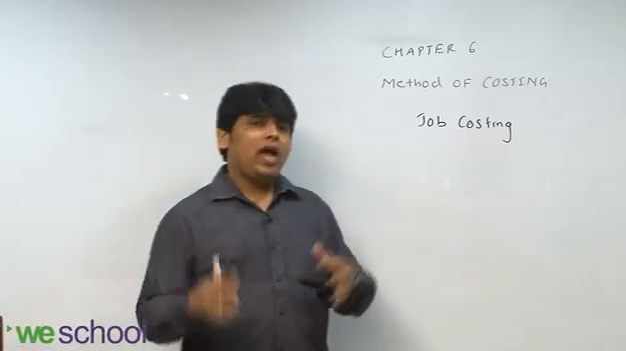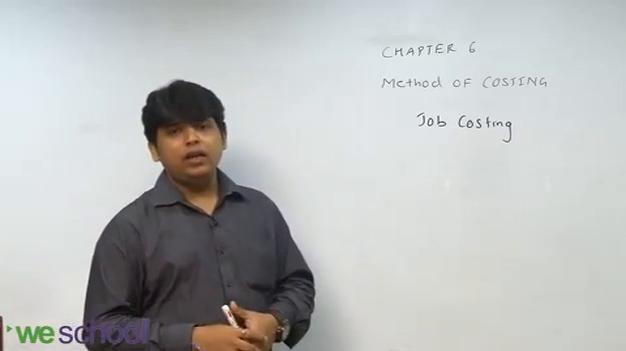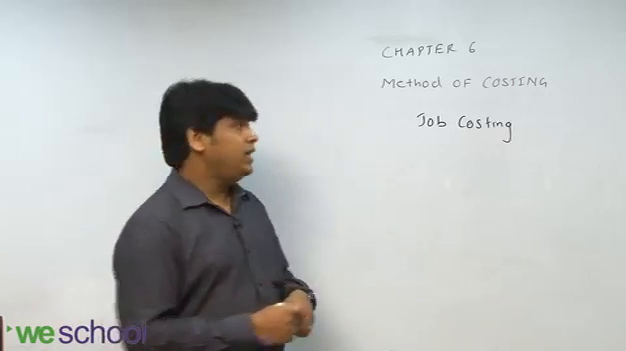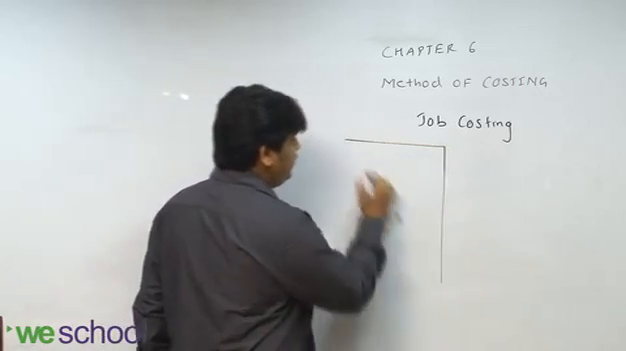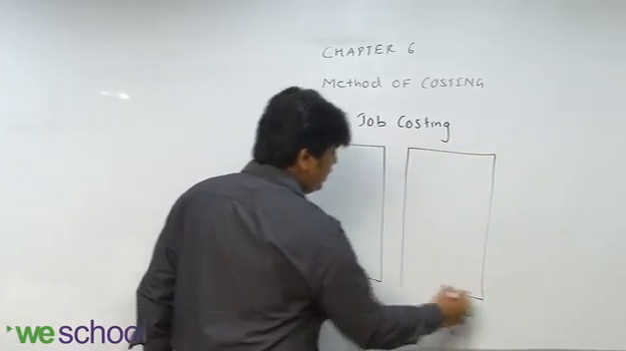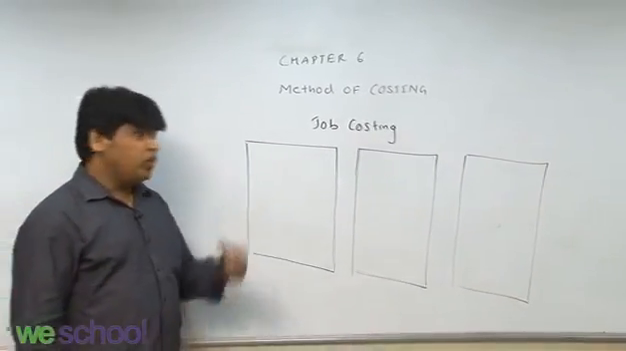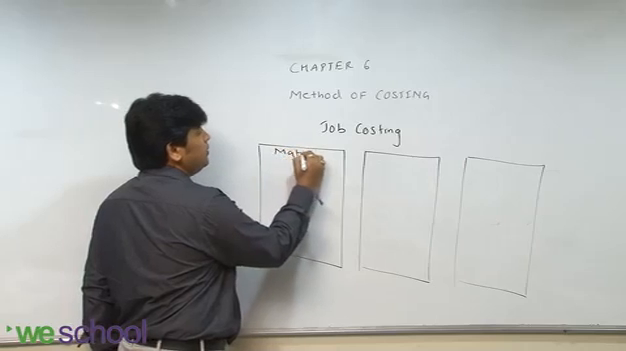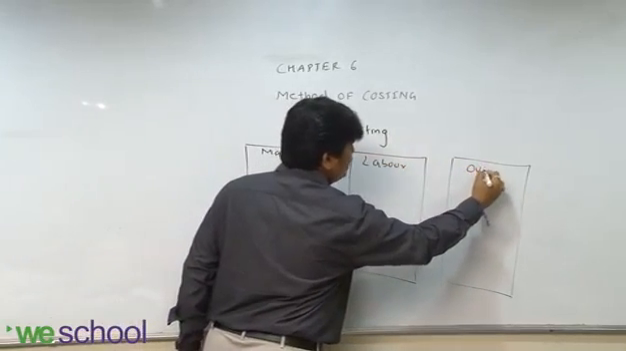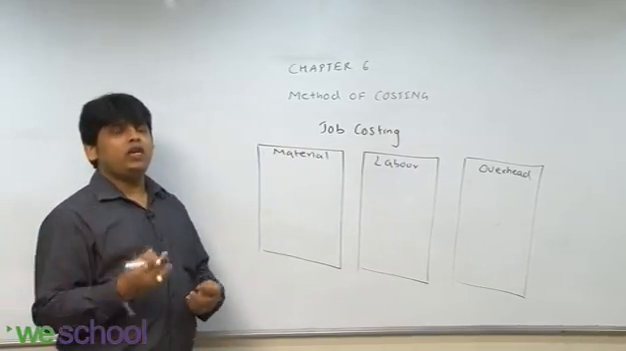So as soon as I get the job, I will make a job order. In that I will write the name of the customer, and from that day I will start incurring certain expenses on various production or manufacturing processes, and I will accumulate all the expenses in 3 different sheets. First is the material sheet, second is the labor sheet, third is the overhead sheet. So the first one is material, the second is labor, and the third is the overheads you are going to incur during the production process.